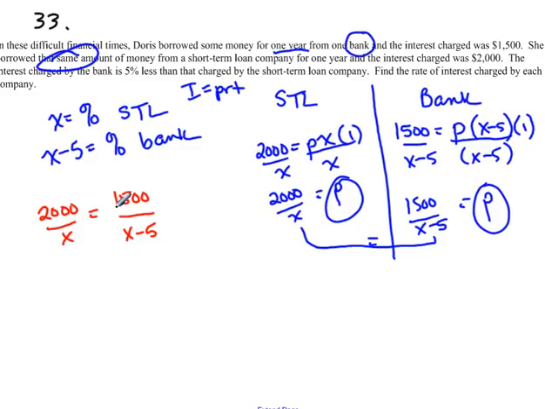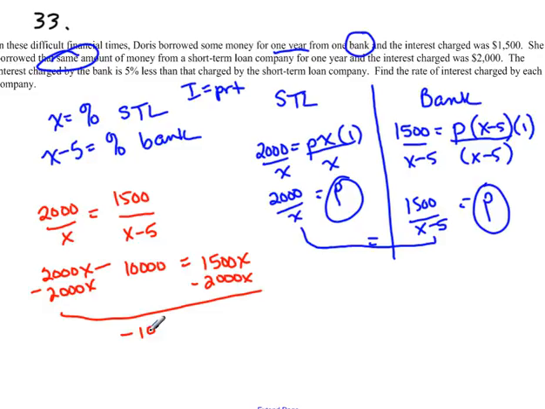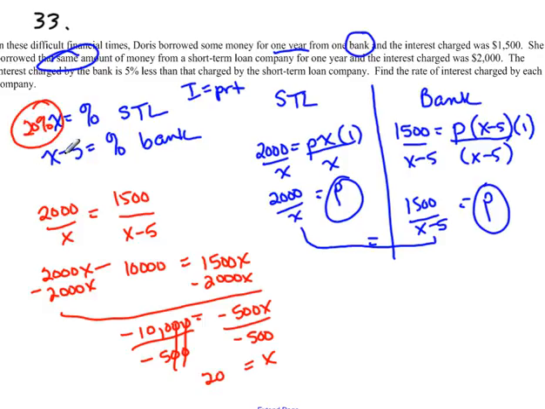You'll notice that it's also a proportion, and cross multiply, you get 2,000 X minus 10,000 equals X times 1,500 is 1,500 X. We have variables on both sides, so we'll bring the 2,000x over. So negative 10,000 equals negative 500x. Divide by negative 500, and x equals 20. So now go back and answer the question. Well, the short-term loan charges 20%, wow, and the bank charges 20 minus 5, or 15%. Pretty high, nonetheless.